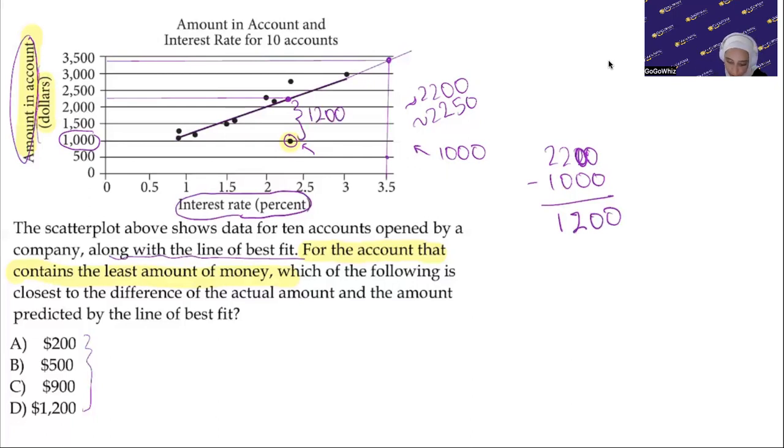They're asking which of these options is the closest to the difference between the actual and the predicted amount. So our answer would be D. The way we did that is we took the least amount, compared it to what the line of best fit predicted, subtracted them, and found our difference. All right, that's all you're going to do for a question like this.